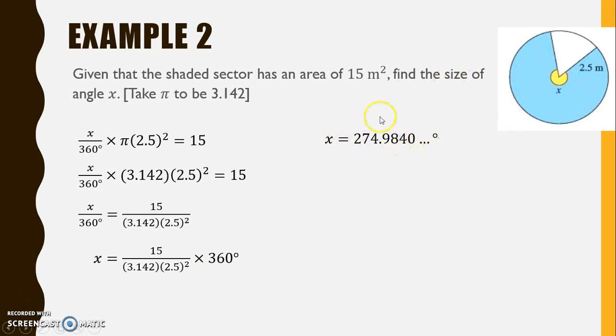274.9840 degrees. Now let's check if our answer makes sense. We know that this angle definitely has to be more than 180 degrees. So yes, it's quite reasonable for my angle to be such. All angles are to be changed to 1 decimal place, so you will get 275.0 degrees to 1 decimal place.